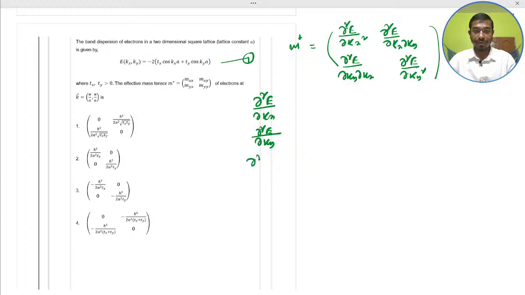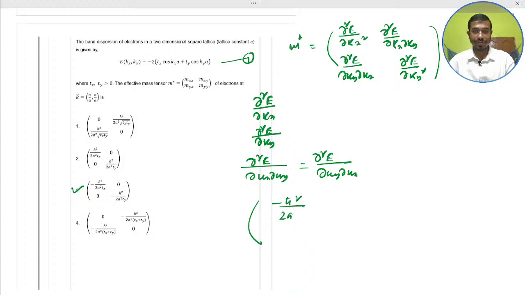Now you do the mixed derivative, del kx del ky, which is equal to del squared E del ky del kx. Put this value and you would get the value of option number 3: h cross squared by 2 a squared tx, 0, 0, minus h cross squared by 2 a squared ty.